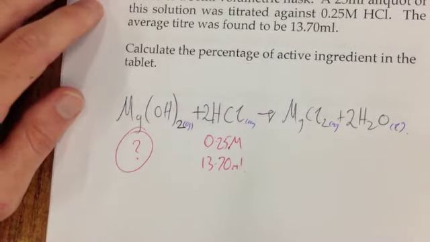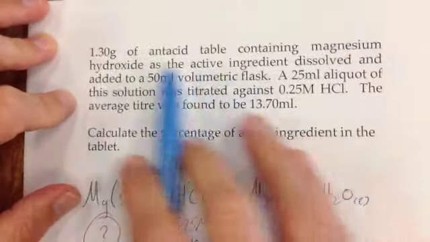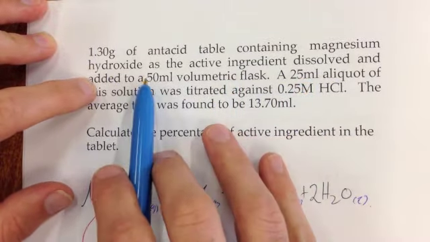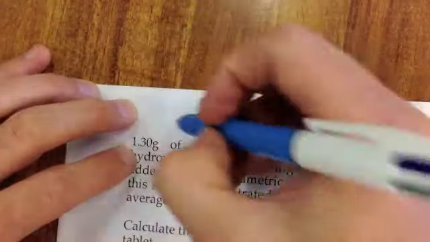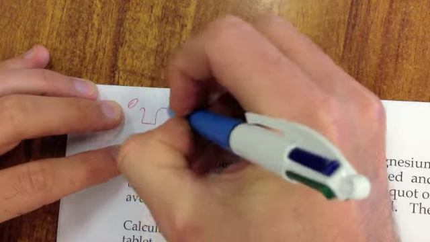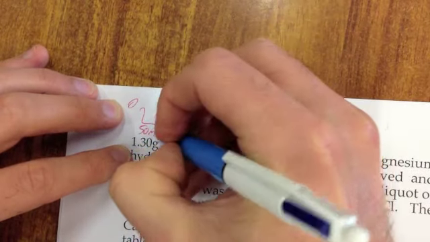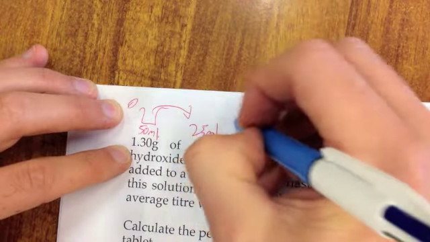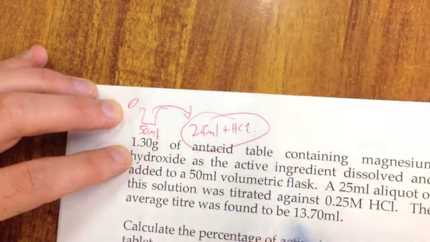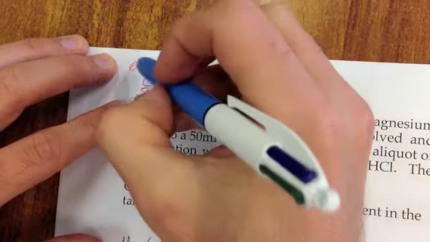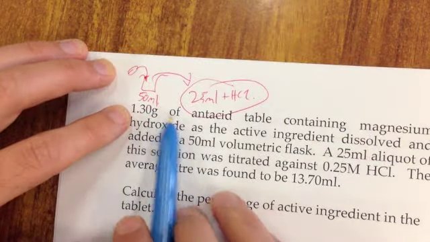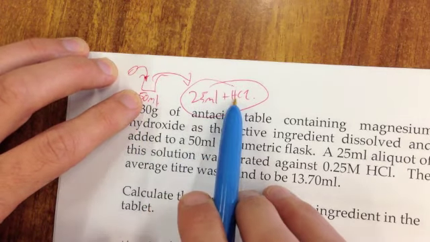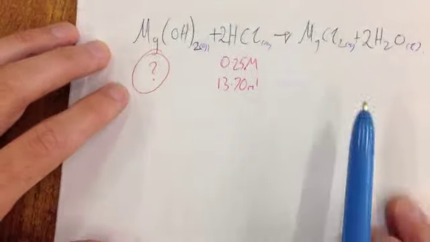You can also look at this and see what's happened. I might just draw a little flow chart quickly because I know there's a bit of stuff happening here. If I have a tablet, that goes into 50 mL. From that, I get 25 mL out, and I react this with HCl. A quick flow chart telling you what's happening. I have a tablet going into 50 mL, and I'm taking 25 mL out of that, reacting with hydrochloric acid. That's going to help me later on, believe me.